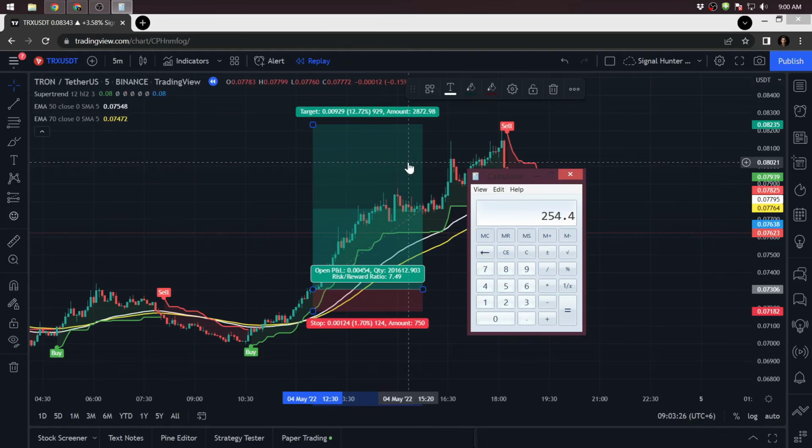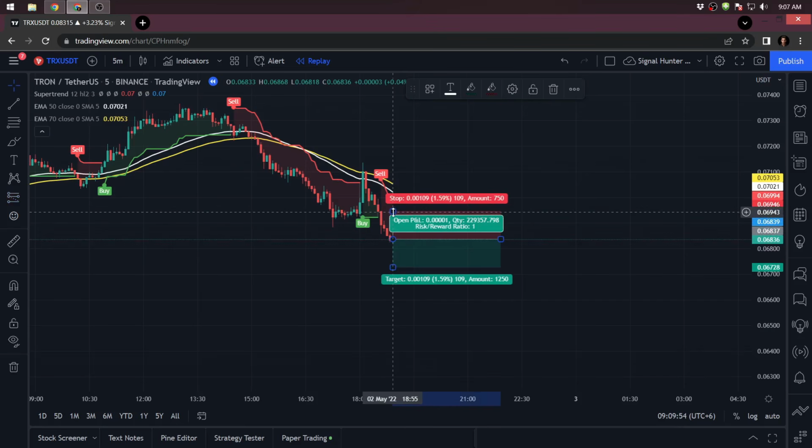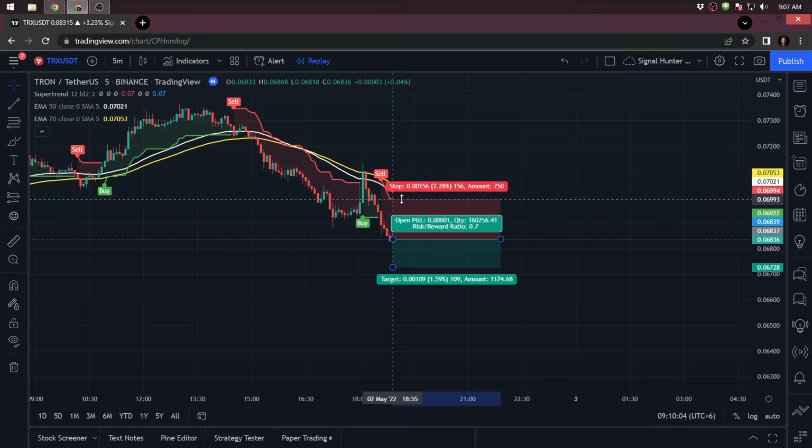So now let's go with the sell signal. For a sell signal, the first confirmation is the price has to stay below the 50 and 70 EMA, and also Supertrend has to give a downtrend signal. At the same time, if the 50 EMA crosses down the 70 EMA, that means it's our sell signal. We take a short position here, and our stop loss will be the last price of the Supertrend line.